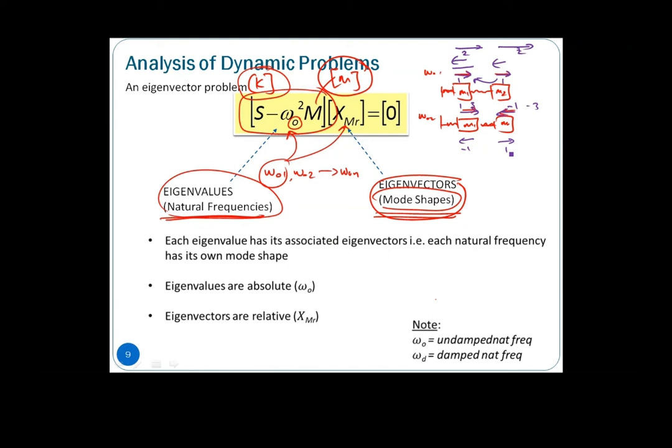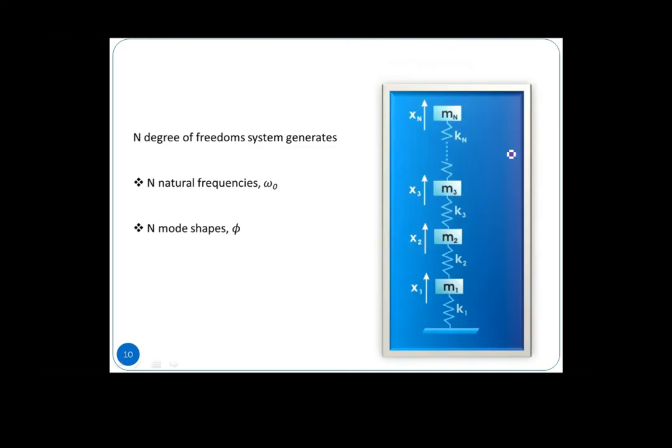So remember, natural frequency is the absolute value. Later on when you see the mode shapes, the motions and the numbers have no absolute meaning. Basically it is with reference to one single point, so the movement itself is a relative motion. The concept here is telling you that if you have an n degree of freedom system, you have n natural frequencies and n corresponding mode shapes.